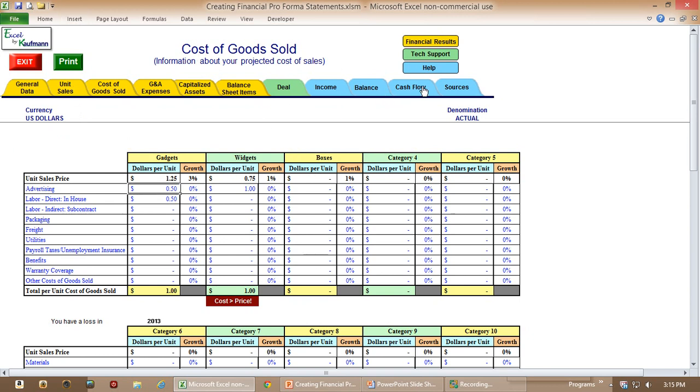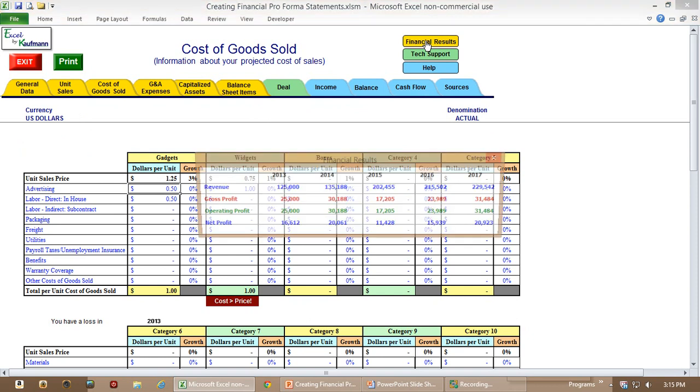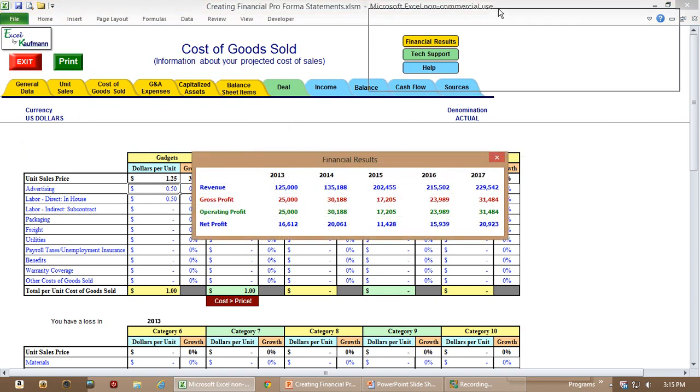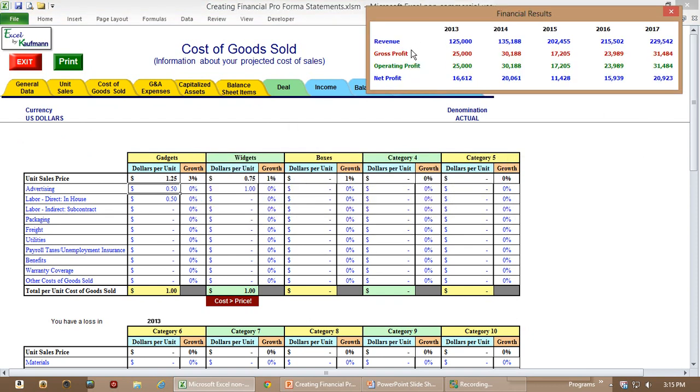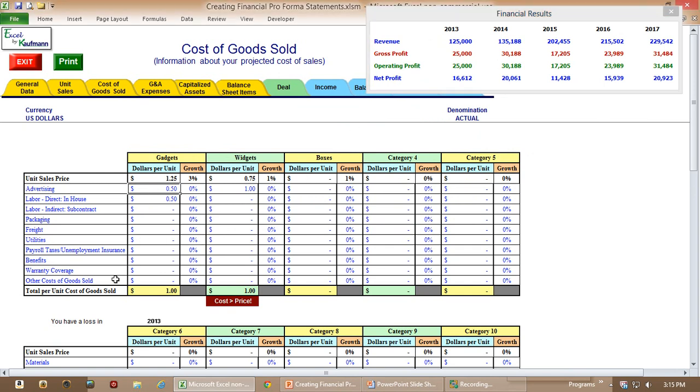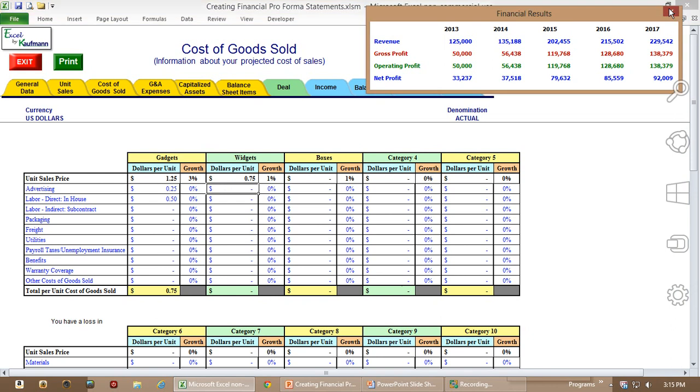This was a good time to introduce this little button right up here. What this does is a little pop-up that they could keep open as they worked. It shows the revenue, gross profit, operating profit, and every time they change something on here, the numbers get changed up here as well. So they could not only see if they were having losses, but they could see exactly what the price was. And again, here you see cost exceeds price, but they're not actually incurring any losses in any of these years. Okay, so that's how that works.